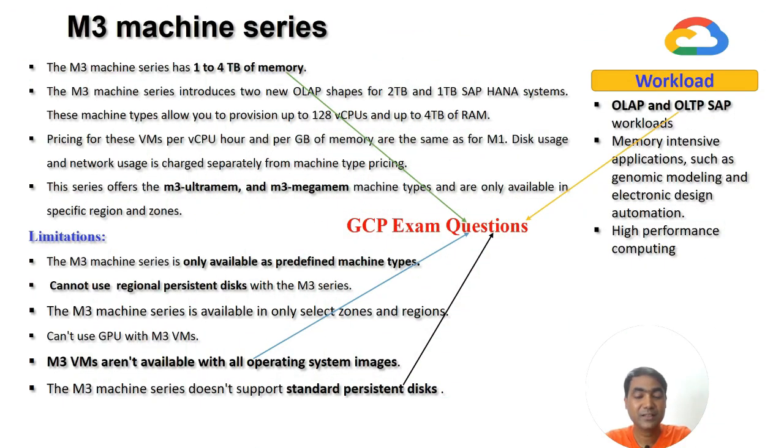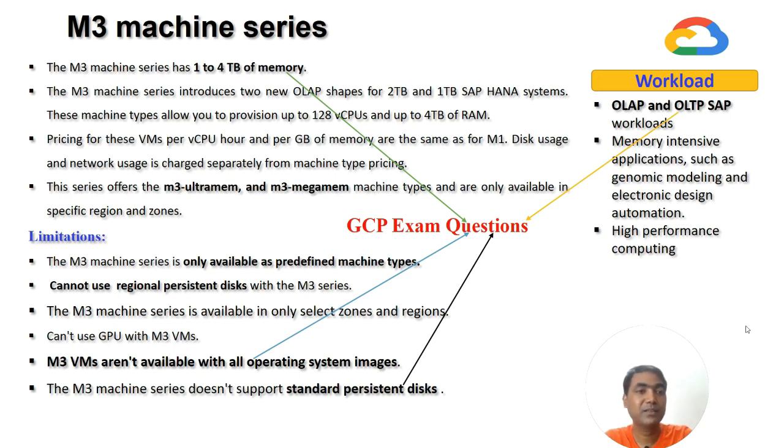The M3 machine series introduced two new OLAP shapes for 2 TB and 1 TB SAP HANA systems. These machine types allow you to provision up to 128 vCPUs and up to 4 TB of RAM. Pricing for these VMs per vCPU hour and per GB of memory is the same as for the M1 machine series. Disk usage and network usage are charged separately from machine type pricing. The M3 machine series has 1 to 4 TB of memory. This series offers M3 Ultramem and M3 Megamem machine types, which are only available in specific regions and zones. These M3 machine series are not available in all zones and regions.